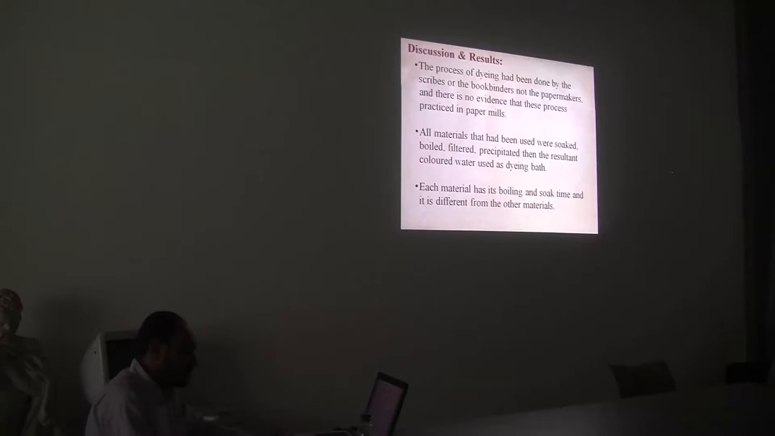The process of dyeing had been done by the scribes or the bookbinders, not the paper makers, and there is no evidence that this process was practiced in paper mills. All materials that had been used were soaked, boiled, filtered, precipitated, and then the resultant colored water was used as the dyeing bath. Each material has its own boiling and soaking time, and it is different from the other materials.